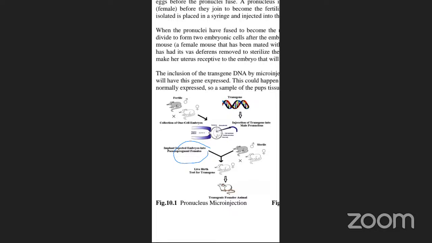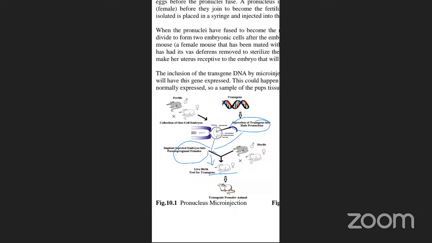So we are artificially making it pregnant. From this male pronucleus, which is having the transgene, that embryo is there, no? So that is introduced into the surrogate mother. Normally it is sterile, but we are injecting it from the outside. So it is giving rise to a male mouse, which is having the transgene.